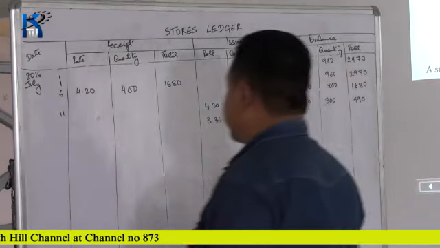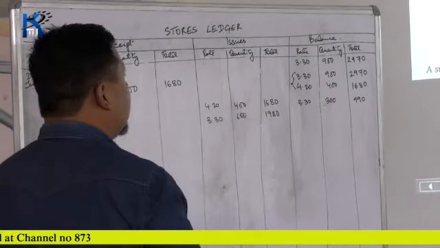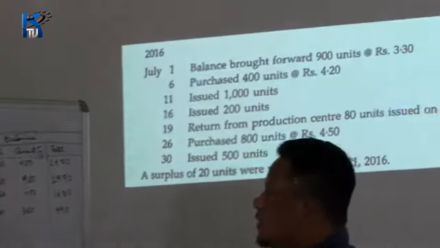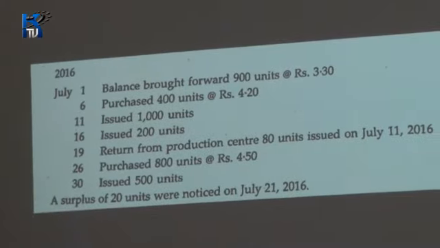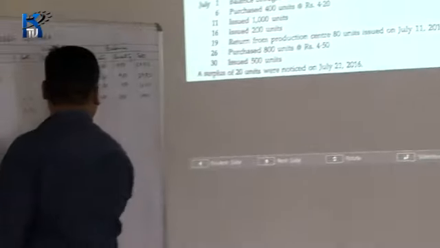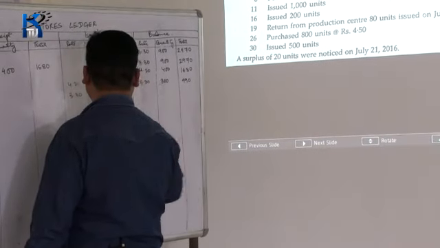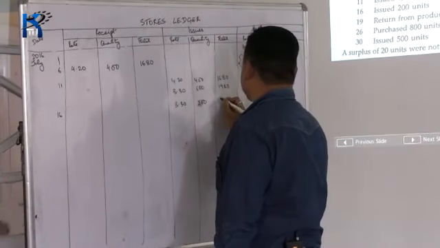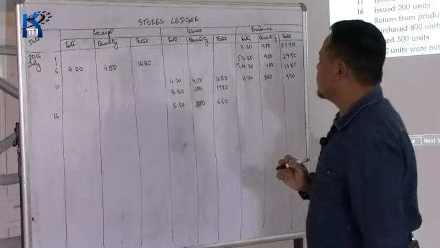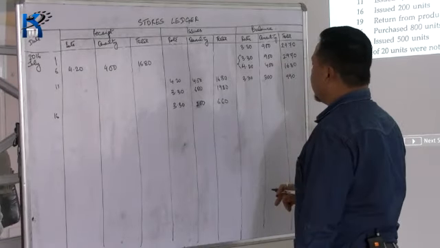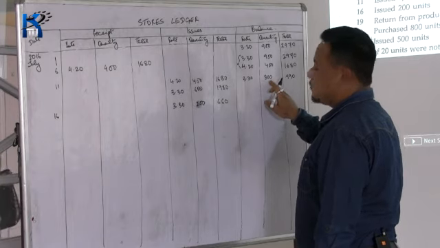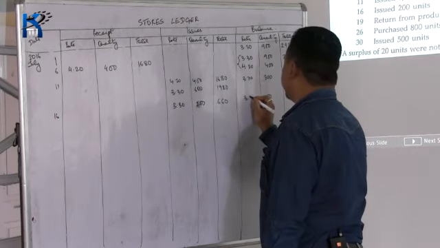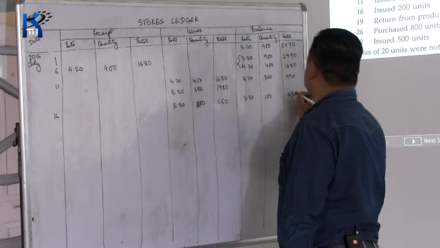Now on the next date, that is 16th. On 16th, there has been an issue of 200 units. Since there is only one batch remaining, we can issue it from here. All 200 units have been issued from this batch, that is 3.30. So 660 rupees in total materials has been issued. So end of the day, out of this 300 units, 200 has been issued. The remainder balance, 100 units of 3.30, amounts to 330 rupees.